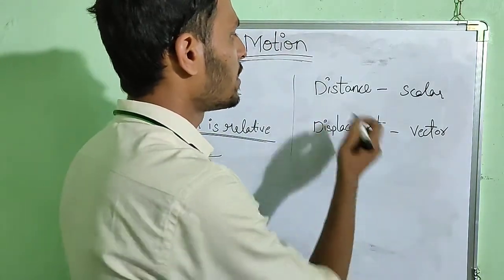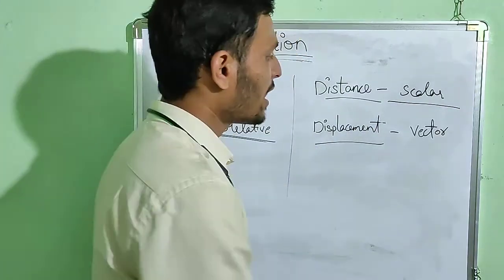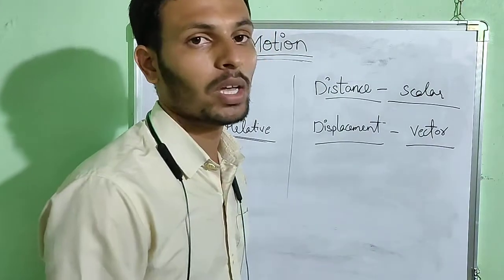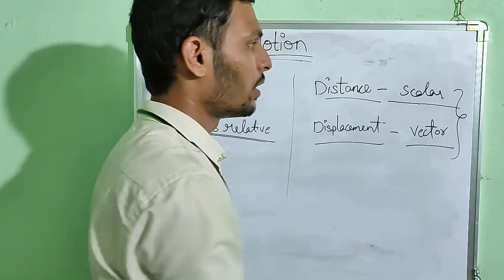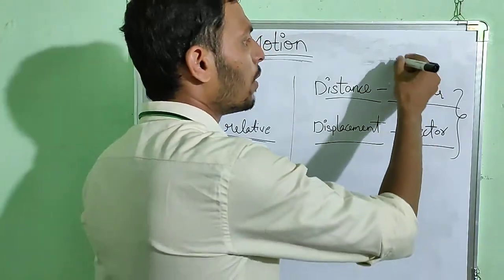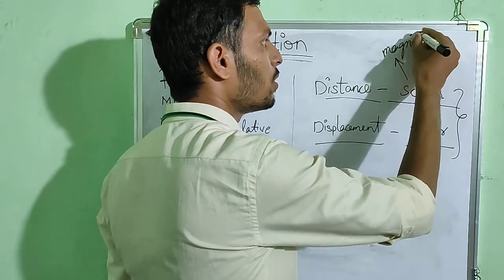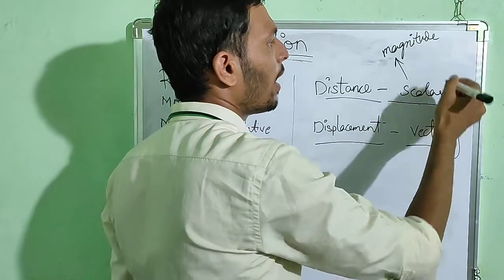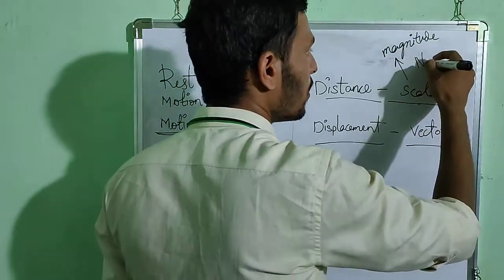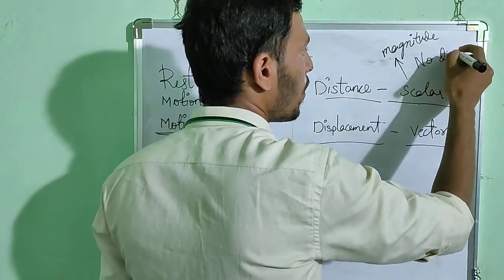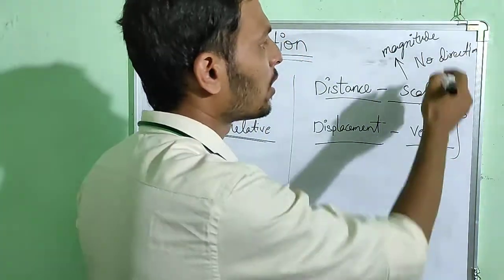Distance is a scalar quantity and displacement is a vector quantity. So what is the difference between a scalar quantity and a vector quantity? In a scalar quantity we have magnitude but no direction.